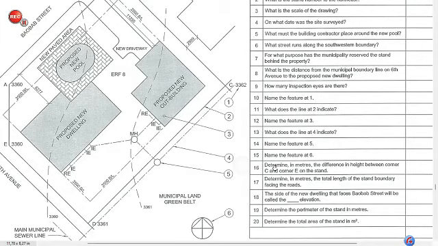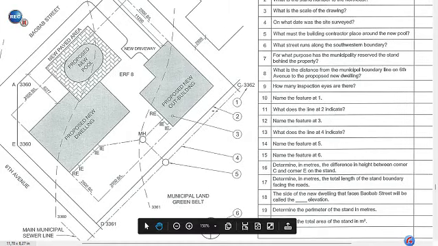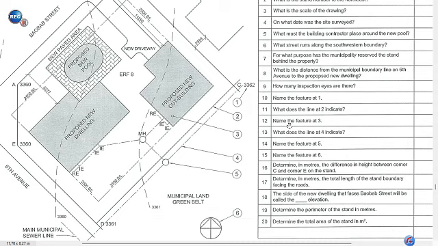Number 11, what does the line at 2 indicate? If you look at the line here, that line is called the boundary line, which is going right around the site or stand. If you look at number 12, what is the feature at 3? If you look at the feature, this is a proposed new outbuilding. So that is the feature that we have there.